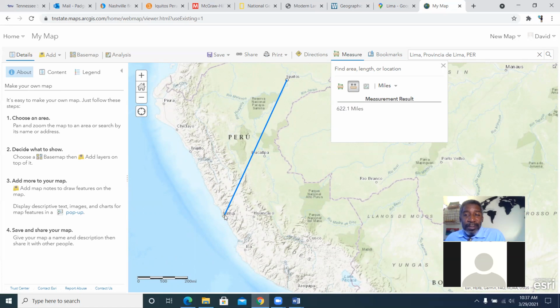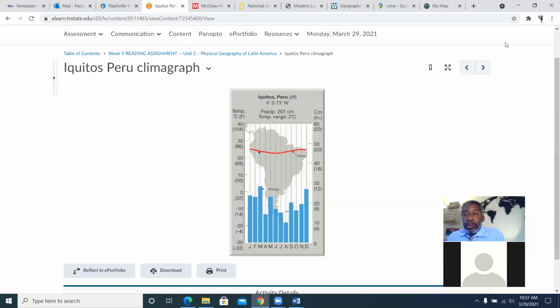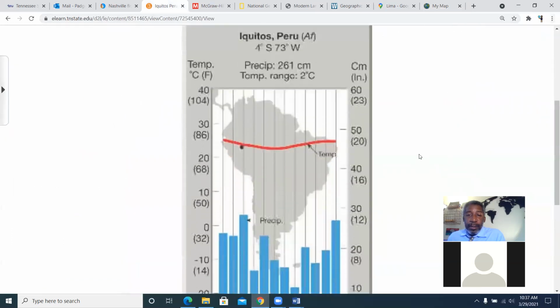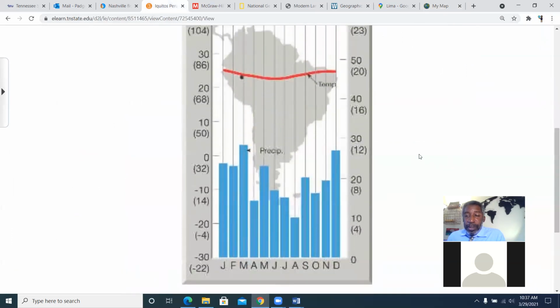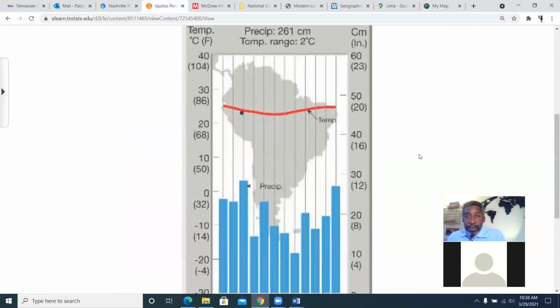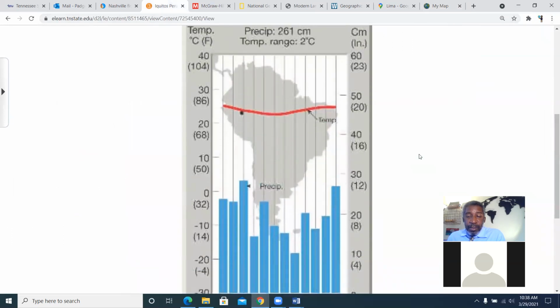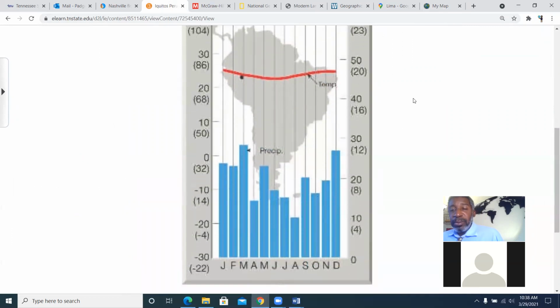So in other words, we would not expect for these two cities that are relatively close to one another to have such drastically different climates, would we? But when we look at the climate graph for Iquitos, Peru, you'll notice that there's much more precipitation than 11 millimeters. Now, this one gives the precipitation in centimeters instead of millimeters. So just keep that in mind.